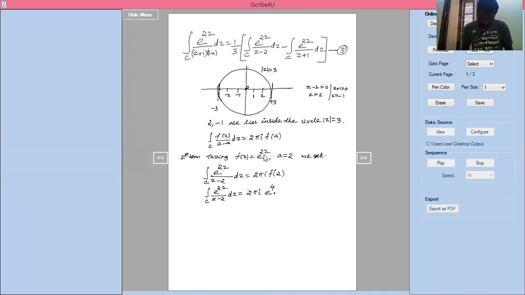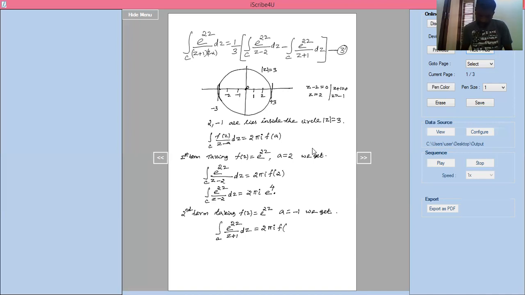Next, the second term. Taking f of z is e power 2z only, and a equal to what? Z plus 1 means a equal to minus 1. We get the integration over C of e power 2z divided by z plus 1 into dz, which should be 2 pi i into f of a.